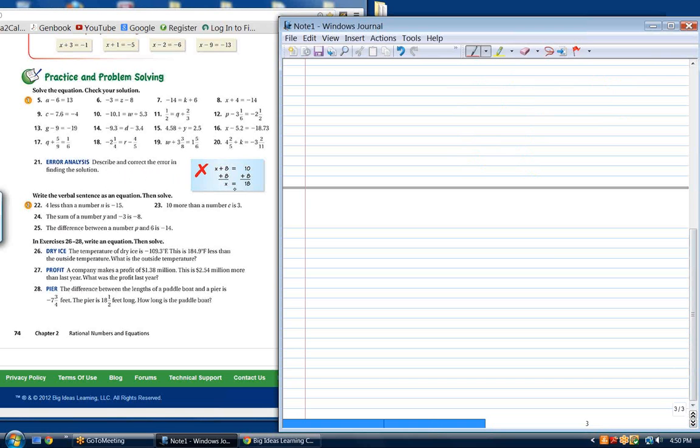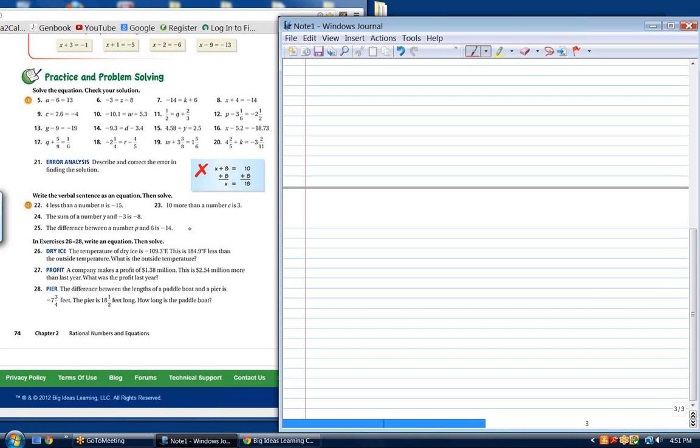What's the error here? So the error, let me look at it really quick. So x plus 8. Well, we don't know what x is, so we can't. What should we have done to both sides of the equation? You should have subtracted 8. That's what I meant to say. Right. And they added 8 instead of subtracting it.